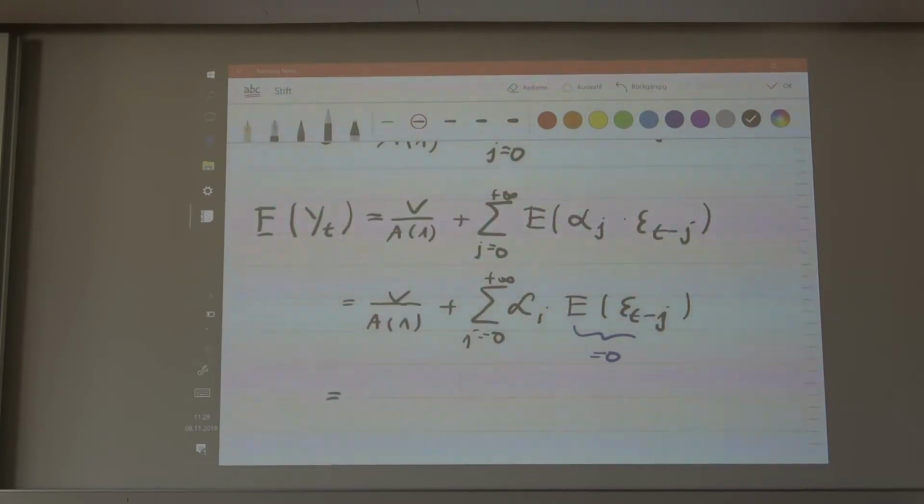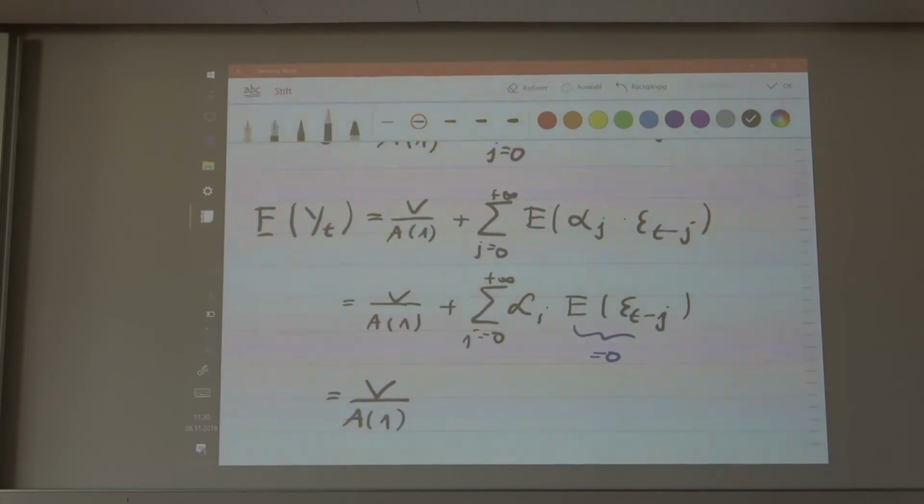So the expectation of an autoregressive process is always going to be equal to the constant over 1 over the lag polynomial at point 1. That's the expectation of the process. That's how you would calculate it. And that's relatively easy. Okay?